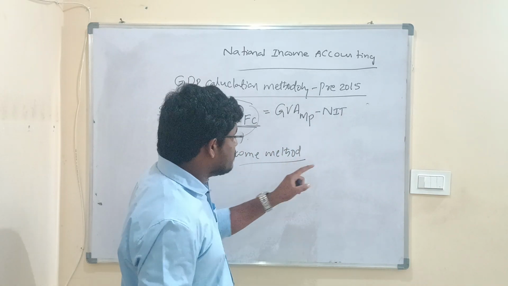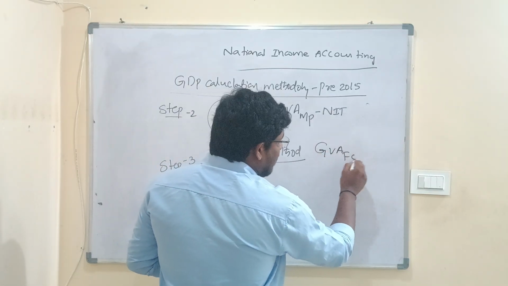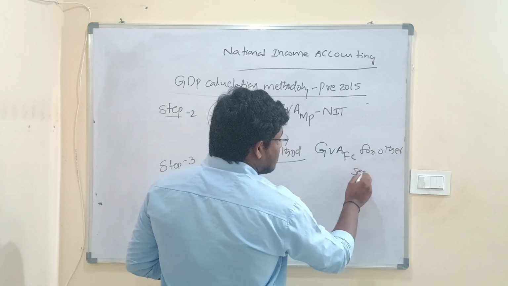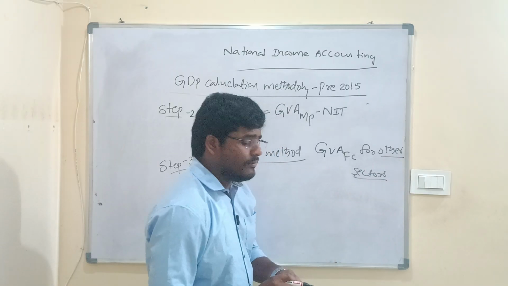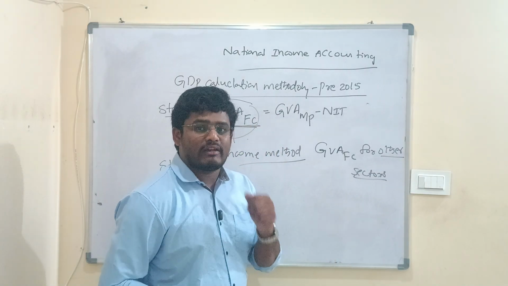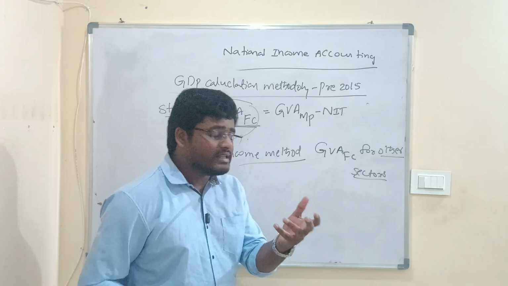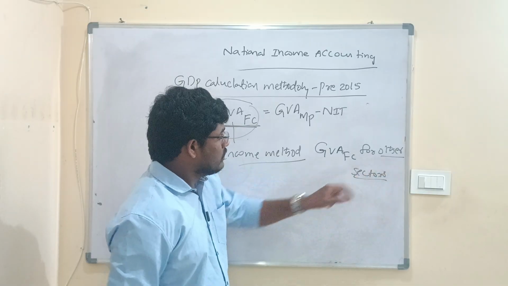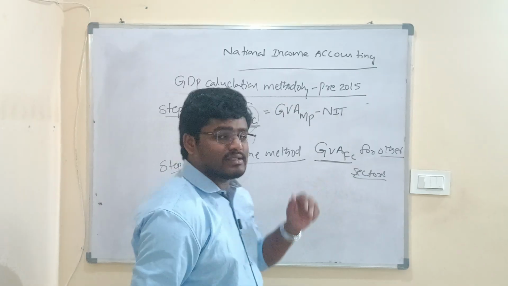So the income method is being used to get gross value added at factor cost for other sectors. Now what does it mean when I say other sectors? We have discussed other sectors like the unregistered manufacturing units, the public utilities, construction, and services. So we already discussed that we only use the income method for these. So gross value added at factor cost we are going to calculate for other sectors.